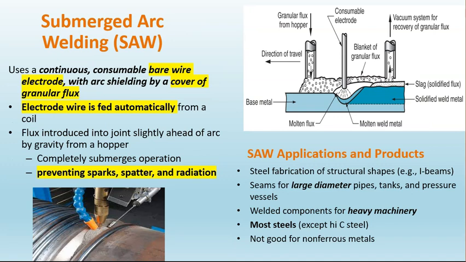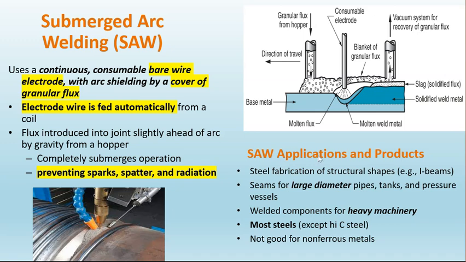Okay, and this one, submerged arc welding, you have seen this before. It includes a continuous consumable wire, and the special parts are covered by granular flux. So the process is done under the granular flux. The electrode wire is fed automatically from here, and usually they vacuum back the granular flux so they can reuse it. This granular flux is very useful to prevent spark, spatter, and radiation. This is a completely submerged operation, so you cannot see the operation from above.